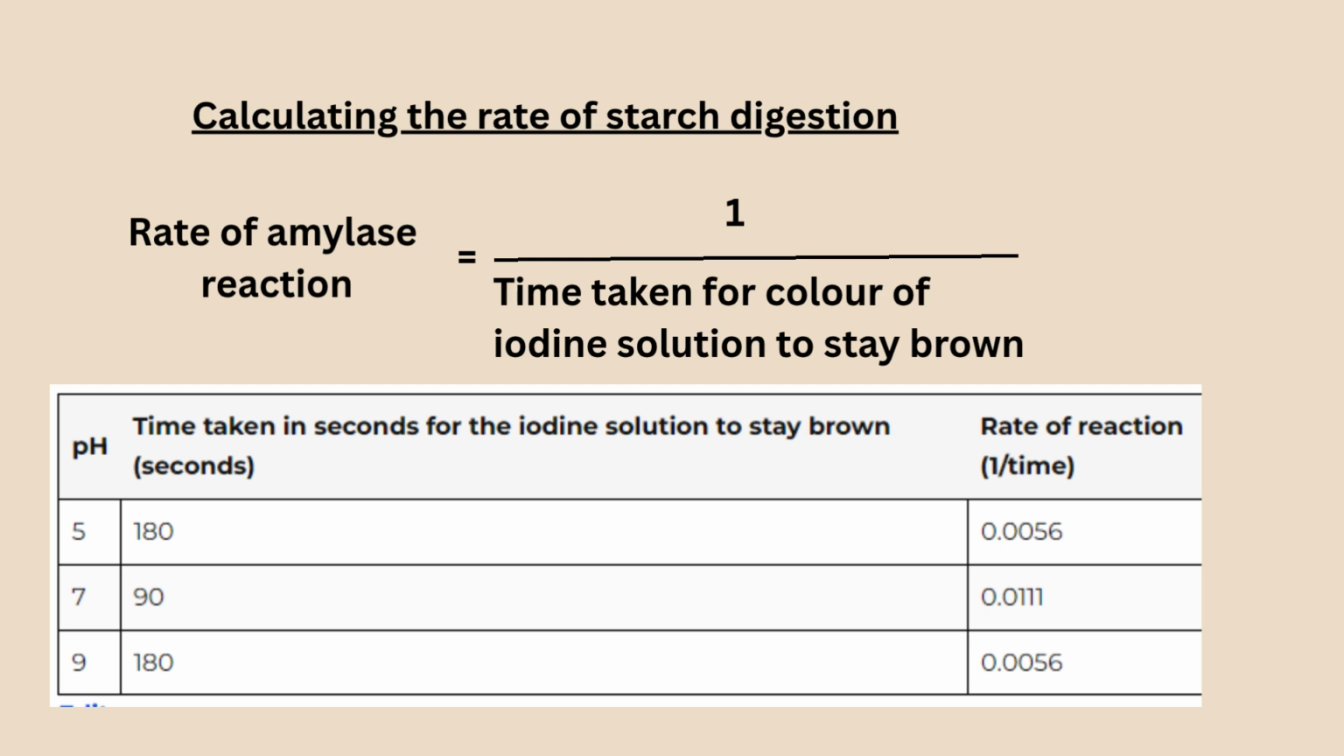To calculate the rate of starch digestion, the rate of the amylase reaction is equal to 1 divided by the time taken for the colour of the iodine solution to stay brown. So we have the different pH values and the time taken, and we have done 1 over that time taken. So 1 over 90 is 0.0111, which indicates the rate of reaction.